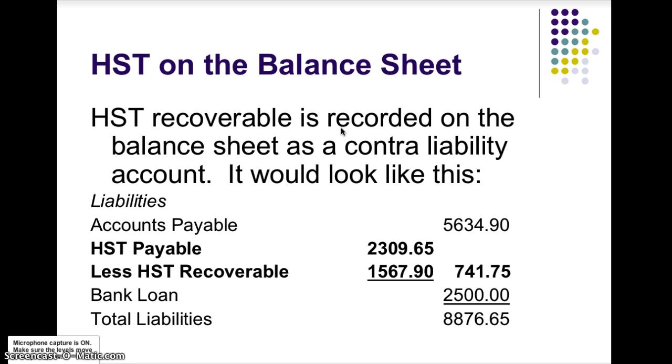Let's see what HST looks like on the balance sheet. Let's remember that HST recoverable is recorded on the balance sheet as a contra liability account. It would look like this. In bold, we can see our HST payable less our HST recoverable. This means what's coming out of our bank to pay the government of taxes will be $741.75. At this point, you should have a better understanding of sales taxes and HST in Ontario.